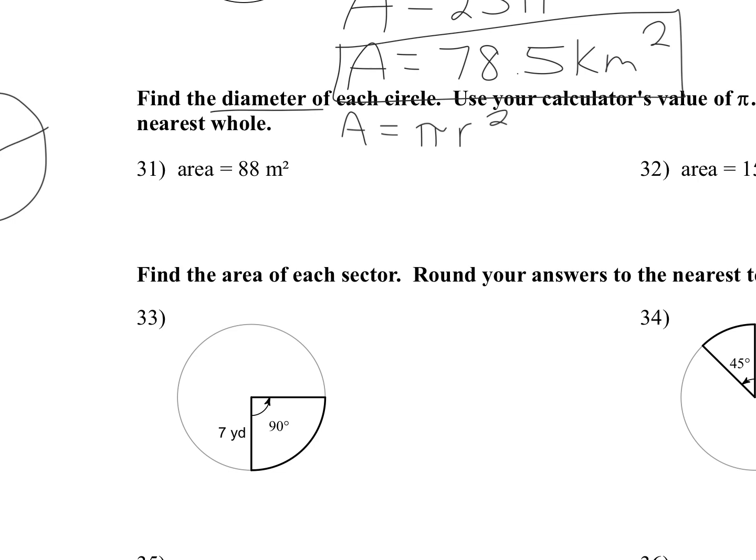Now, just like we did with the triangles and the rectangles and parallelograms, plug in what you know. Do we know A? Yeah. What is it? 88. Pi is pi. Do we know R? No. So you should have it filled out like that. That's half your credit right there if you get there. Okay? Now I want to solve for R. How can I get R by itself?